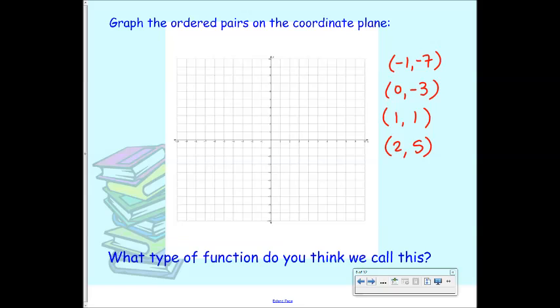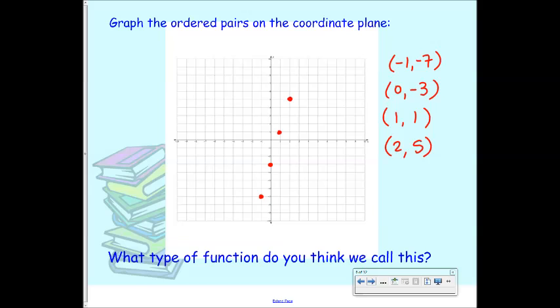all those ordered pairs can be put onto a coordinate plane. So I want to plot those onto a coordinate plane. So where do I go for that first one? Quadrant 3, I go left 1 and then down 7. Okay, and then the next one is y-axis. So I go over how many? 0 and then down 3. Okay, next one. Over 1, up 1, and then the last one. Over 2, up 1, 2, 3, 4, 5.